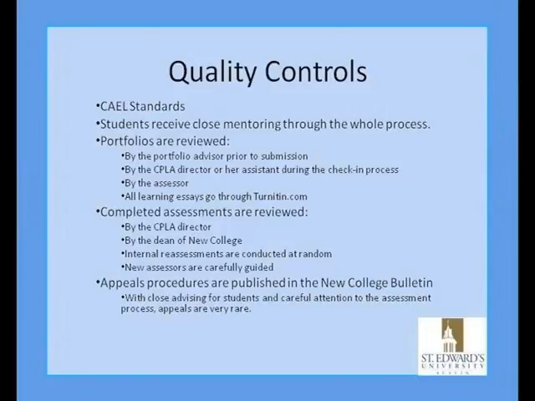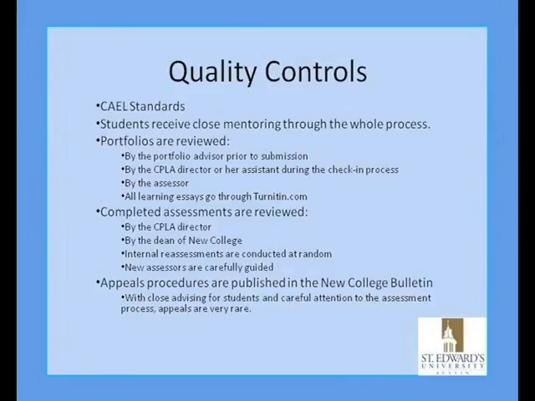When portfolios come in, they are reviewed by the portfolio advisor prior to submission. Then my assistant or I review it again during the check-in process. Anything that looks a little out of the ordinary, if it's one that my assistant Marvella is looking at, she immediately will refer it to me. Of course, the obvious review is the one by the assessor.